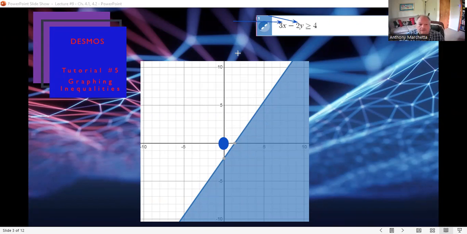A point like this, 5, 0. If you put 5 and 0 into the positions of x and y, you'll get the statement 15 is greater than or equal to 4, and that is true, so you shade.